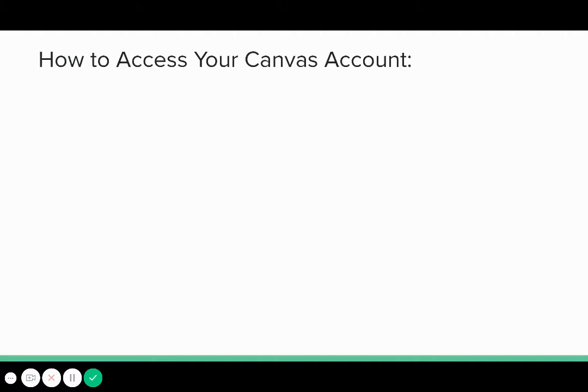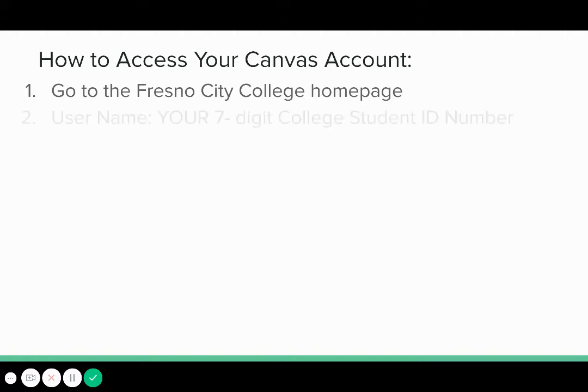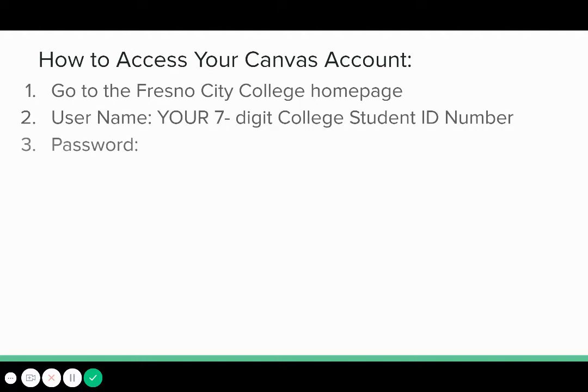Now, I'm going to go over how to access your Canvas account for the very first time. You are going to be going to the Fresno City College homepage. You need to know your username. Your username is your 7-digit college student ID number. Your password, now it's really important to note that this is the first time you log into Canvas. So this is the password you would use.